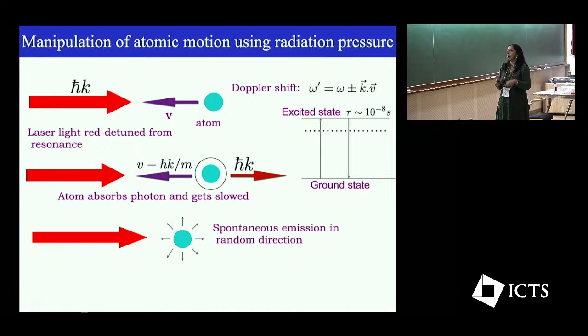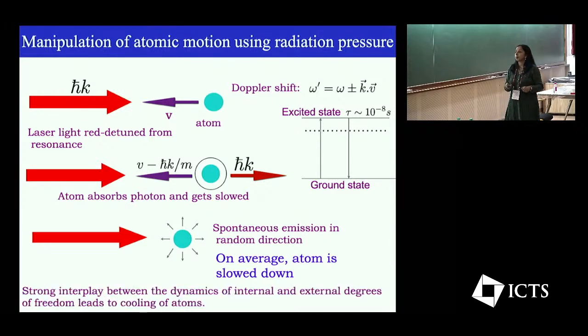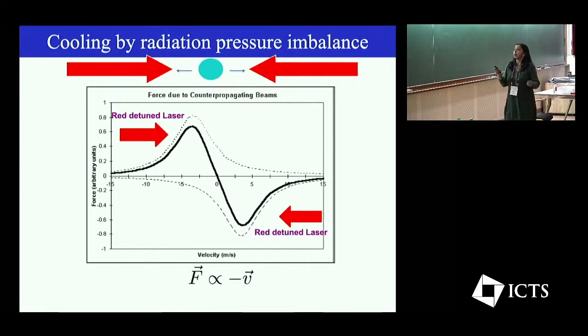So after so many cycles of absorption and spontaneous emission, the net effect of absorption slows down the atom, but the effect of the spontaneous emission averages out to be 0. So on average, the atom gets slowed down. So you can see there is a strong interplay between the dynamics of internal and external degrees of freedom, which leads to cooling of atoms. So what happens if you have laser beams from both directions? Whichever direction the atom tries to move, it gets slowed down.